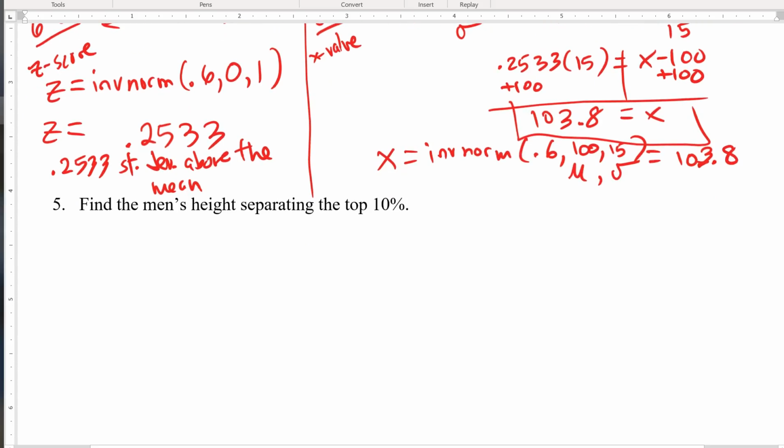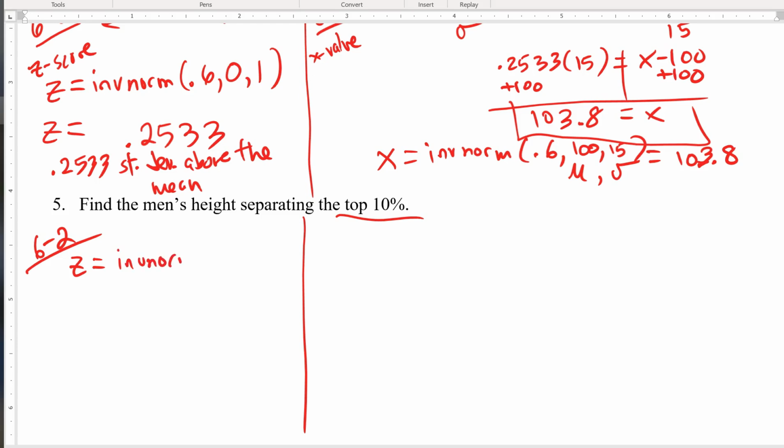Find men's height separating the top 10%. Let's start with 6'2". If I just wanted the z-score, inverse norm, what's my percentage? I'll give you a hint. It's not 10, because the top 10%, right, means this top 10. But inverse norm always wants the area to the left.